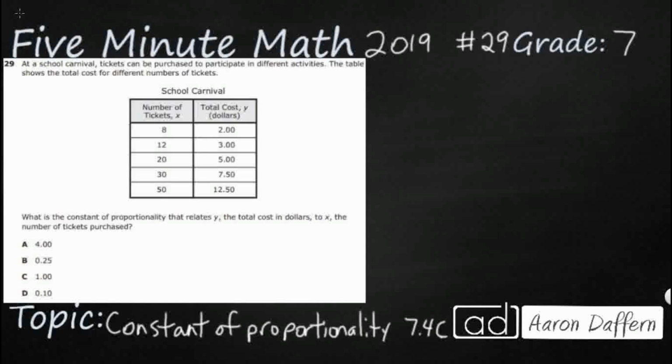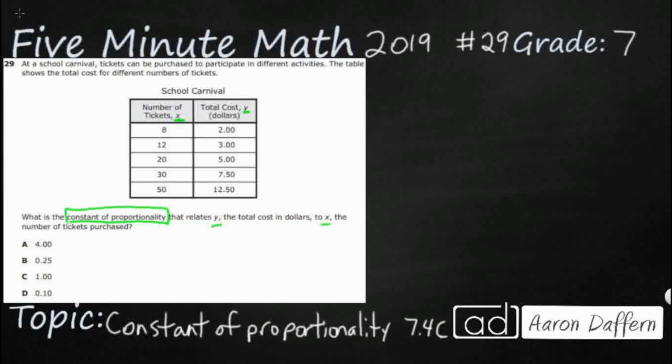So, at a school carnival, tickets can be purchased to participate, and we've got this table here showing 8 tickets cost $2, 12 tickets cost $3, so on and so forth. So we're looking for the constant of proportionality that relates Y, total cost in dollars, so they've got that label as Y, to X, total number of tickets purchased.